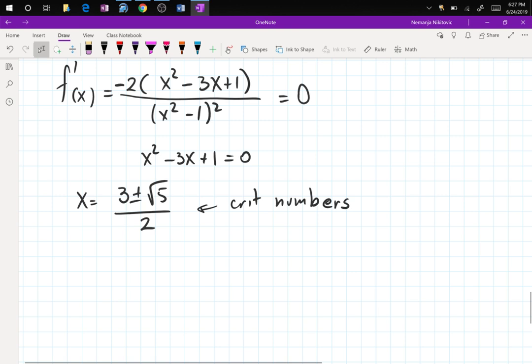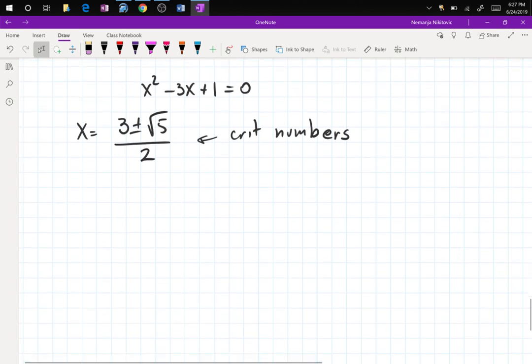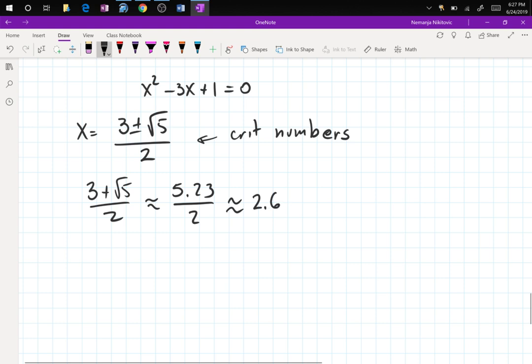Because when I do partitioning now, I have to already split at negative 1 and positive 1. Those are vertical asymptotes. And here I'll have 4 lines to put. I just need to know which order I need to put them in. So I actually need decimals for these values. So 3 plus root 5 over 2. Root 5 is about 2.23, so this is about 5.23 divided by 2, and I'm just going to say about 2.6.